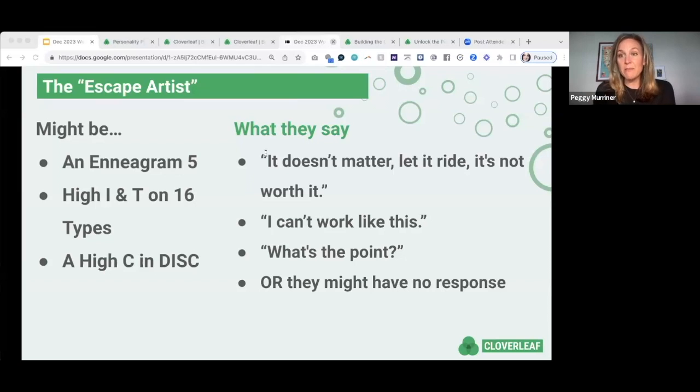So on the team, they might show up and say, it doesn't matter, let it ride, it's not worth it. And what that is saying is, it's not worth it to me. It may be worth it to you. I'll intervene when you're done, when it is worth it for me to offer a solution. I can't work like this. They might say that, but more likely they're not going to. They'll just lean back and let the conflict take place because they feel like, what's the point? I'm going to become exhausted.